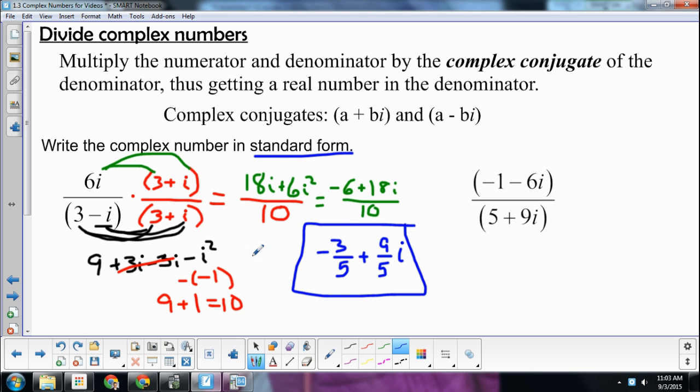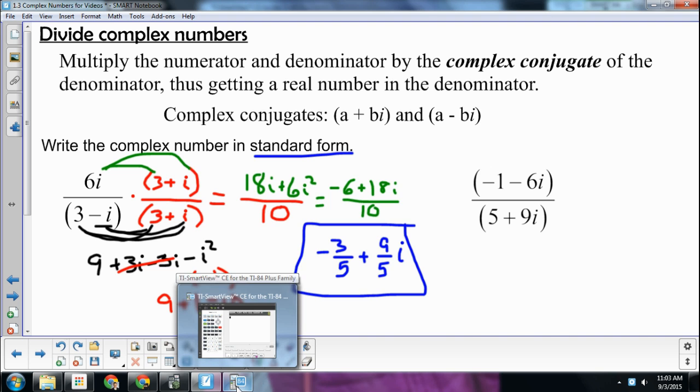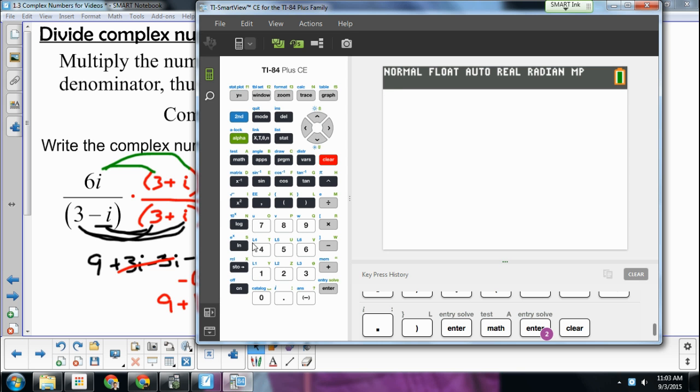Now that may have seemed like a lot of work. The neat thing is, once again, your calculator is quite handy at working with complex numbers. So I'm going to show you that next. To perform the same operation on your calculator, first of all, when using division, you must be very careful with parentheses. Always put the entire numerator in parentheses. In this case, it happens to be 6i, divided by the entire denominator, also in parentheses, which happens to be 3 minus i. When I'm ready, I hit enter.